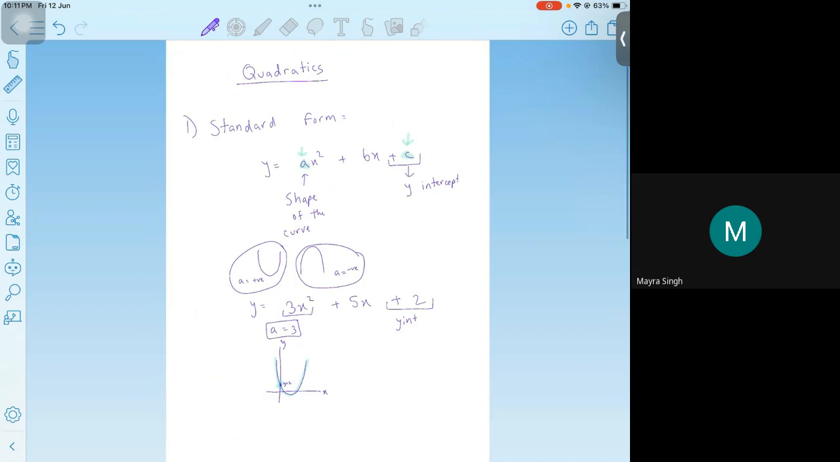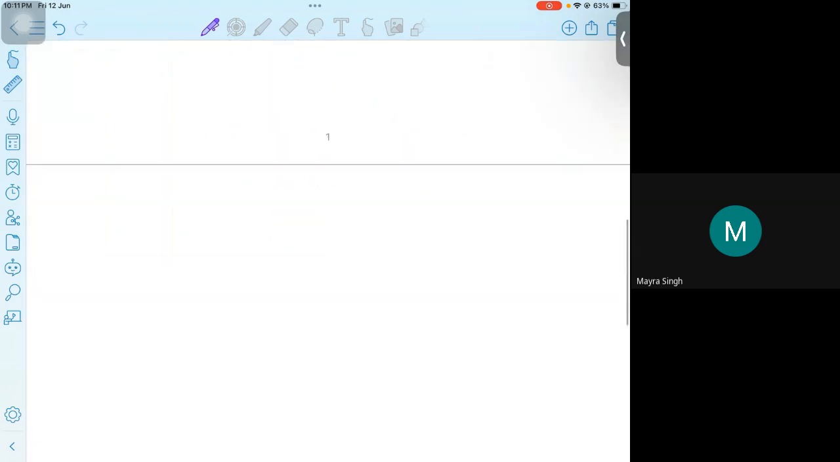Okay, thank you so much for acknowledging me. For the second thing, for the second type of equation, we're going to learn the vertex form. The vertex form, more commonly known as the completed square. Completed square form.